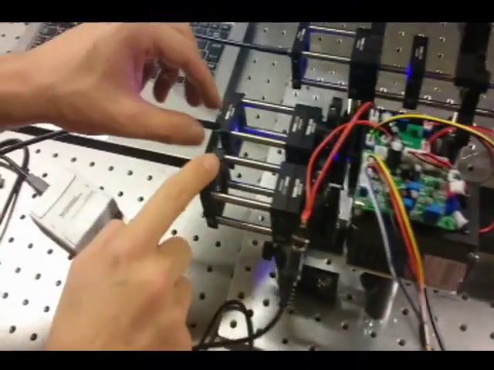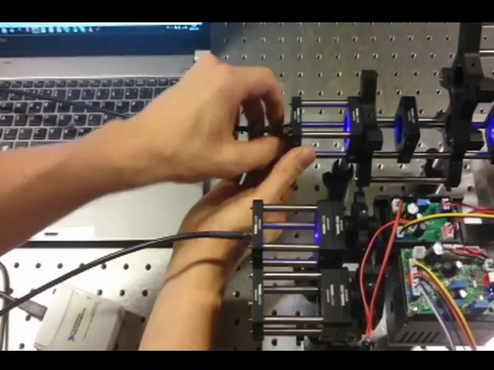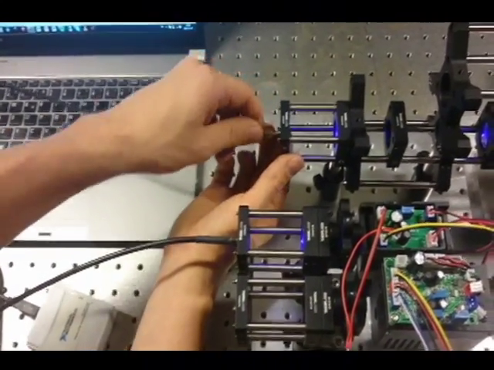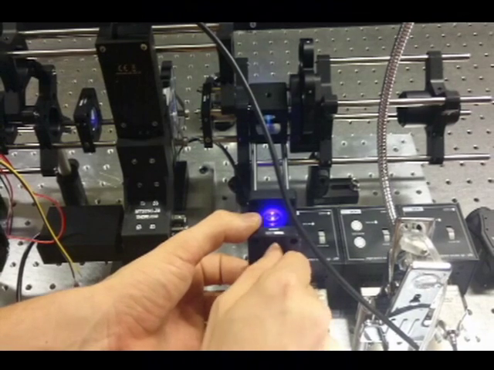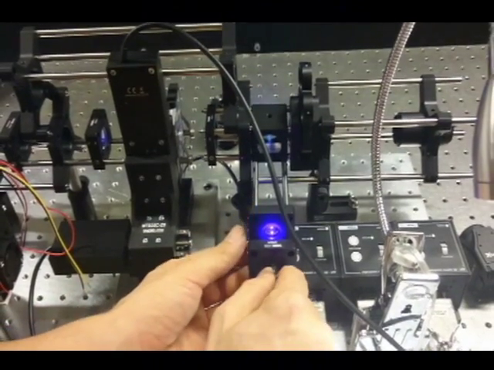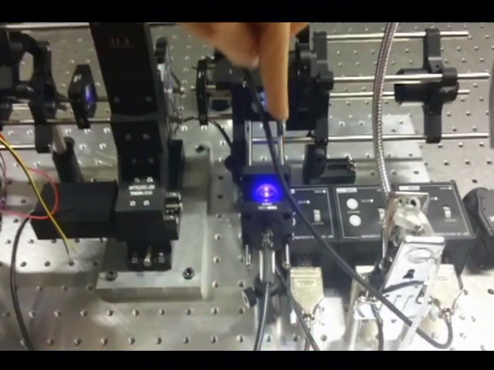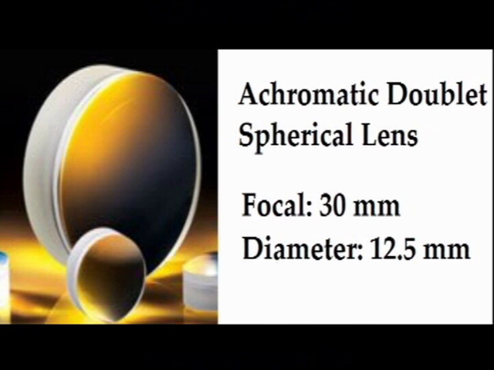Then let's switch. This was the transmission mode. Let's switch the fibers into the reflection mode. To do that, you should turn off the laser when manipulating the optical fiber. Now we are in reflection mode. In this case, we want to collimate the light using a collimating lens. It's an achromatic doublet again, but the focal length is 30 millimeters. It's a shorter focal length because we don't want to expand the beam too much.